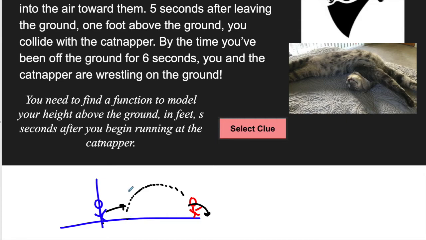So there's a lot to break down here because I'm not giving you any explicit x values. So you have to read it through a couple times. So in this first read through, what I know is that I'm going to be running, I'm going to be jumping, I'm going to be colliding shortly before I hit the ground. And then at some point I'm going to be hitting the ground, right? Because it says I'm wrestling on the ground.